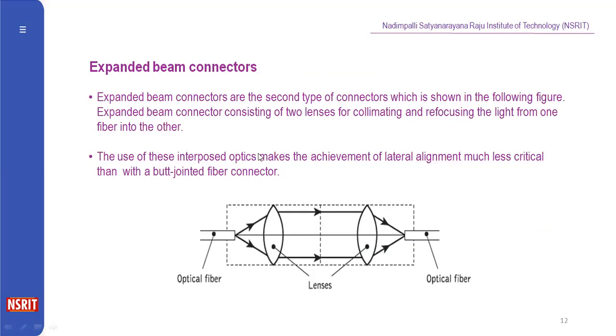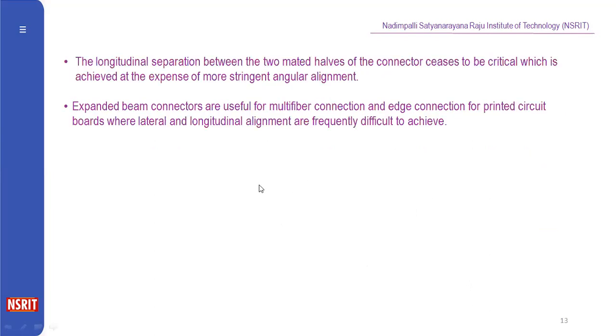Expanded beam connectors. Coming to expanded beam connectors, the beam is being expanded and then again compressed in order to get the alignment proper. Expanded beam connectors are the second type of connectors, shown in the following figure. An expanded beam connector consists of two lenses for collimating and refocusing the light from one fiber to the other. The use of these interposed optics makes the achievement of lateral alignment much less critical than a butt jointed fiber connector. These are better when compared to butt joint connectors.